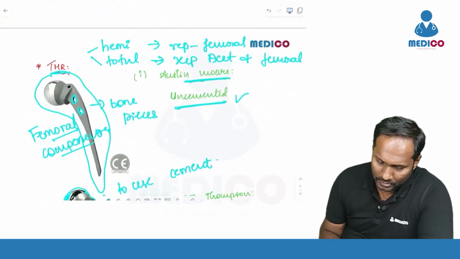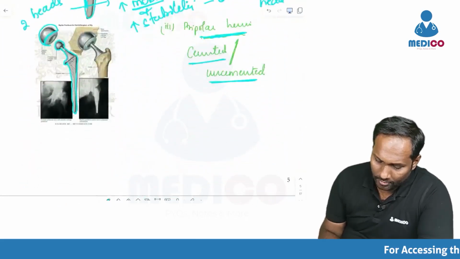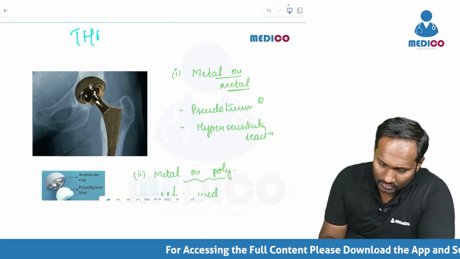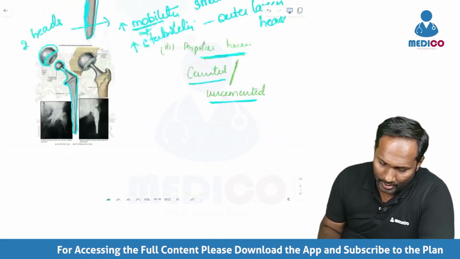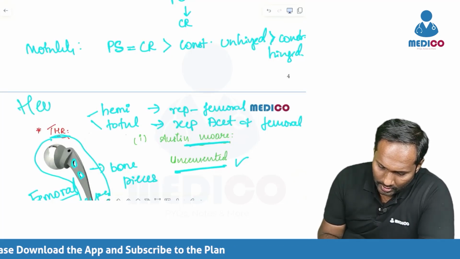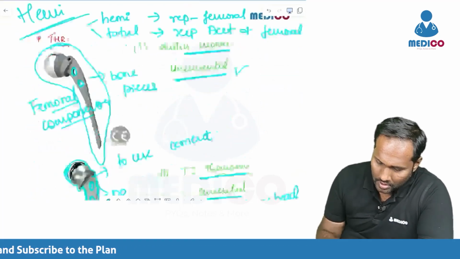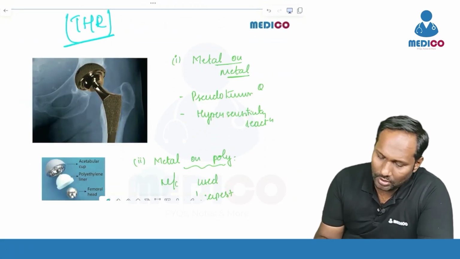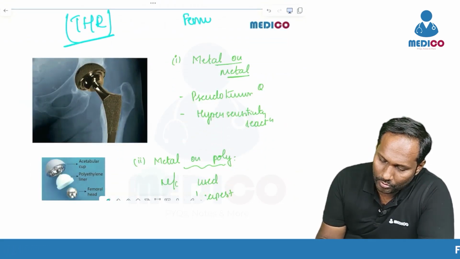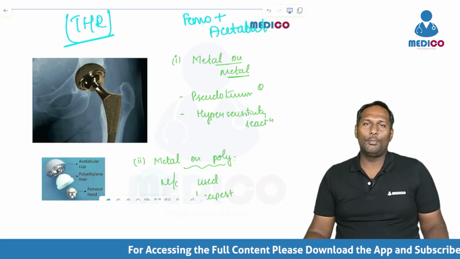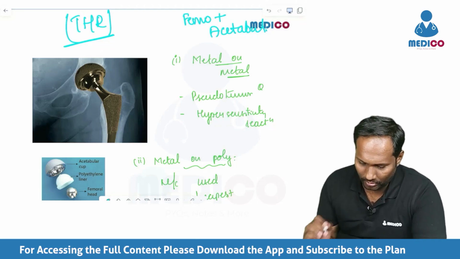All right. So these are the femoral components, all for hemi. Now, if you look at THR components, what basically you have to understand is that along with the femoral component, you are going to have an acetabular component. Based on that, only the famous metal on metal, metal on poly, all that discussion.